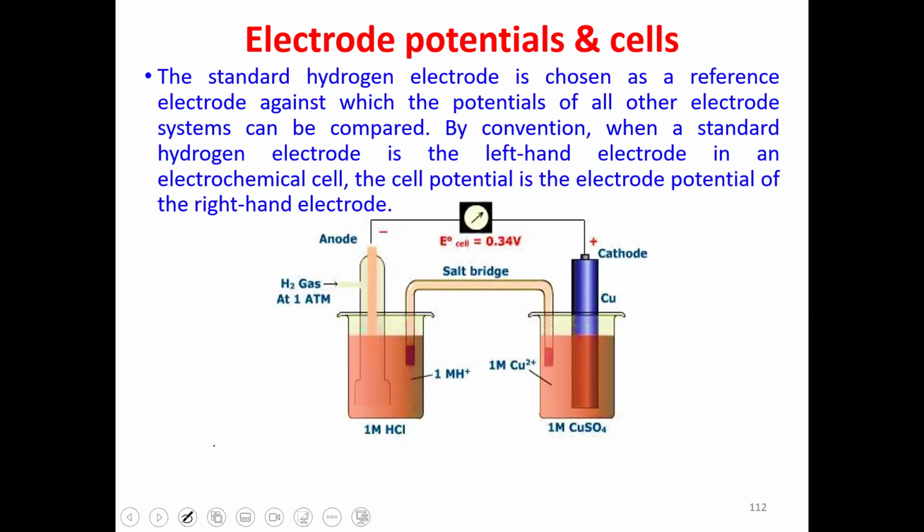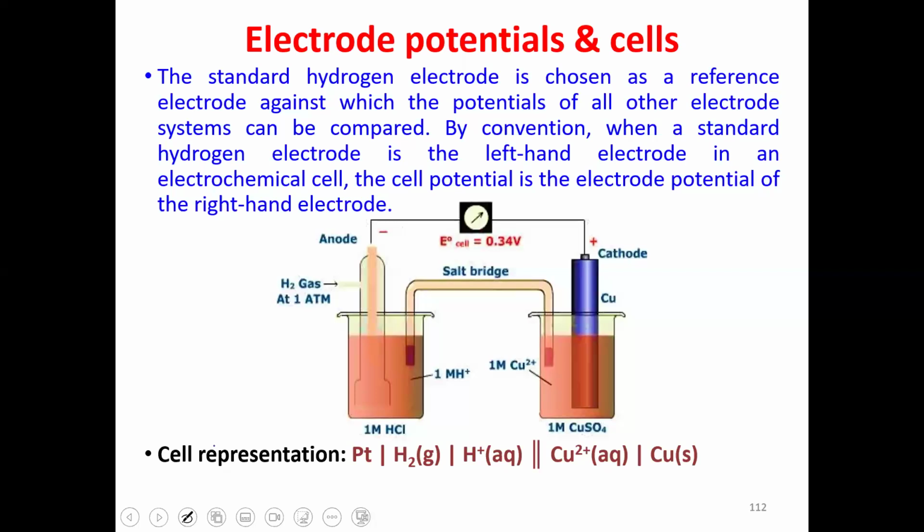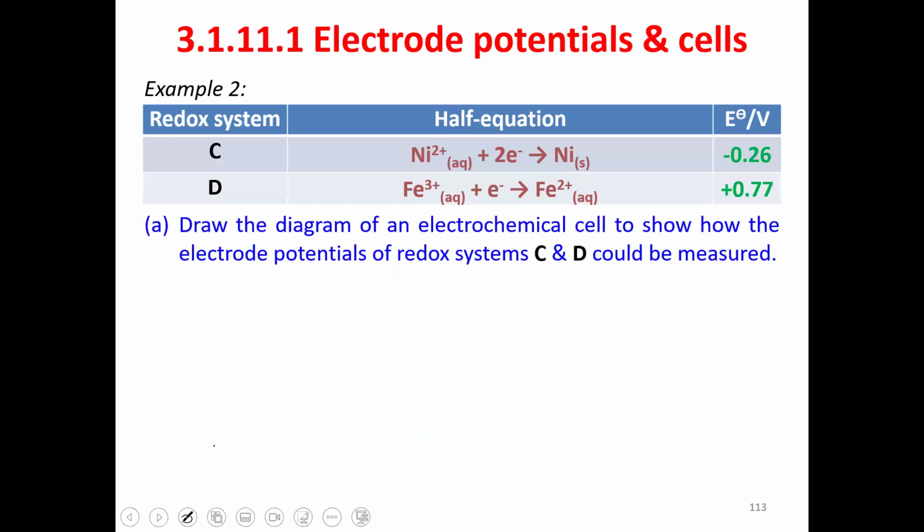So this is the idea. Now, look at how we write it. The platinum hydrogen half cell comes on the left side. The copper half cell comes on the right side. This is very important. Who will come on the left? Who will come on the right?